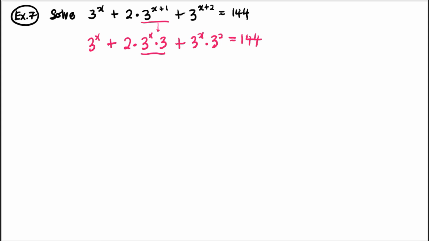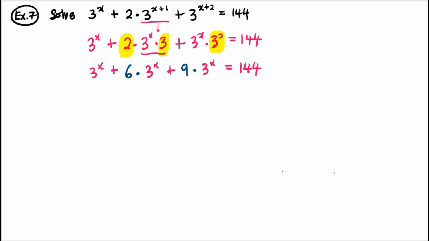Right now, I have 3 to the power of x plus what we call that one. It will become, right now I want to multiply 3 with 2. So I have 6. I multiply with 3 to the power of x. This one, I want to write 3 squared. Therefore, I will have 9. You multiply with the 3 to the power of x. So this one will become 144. You just assume that this is a variable.